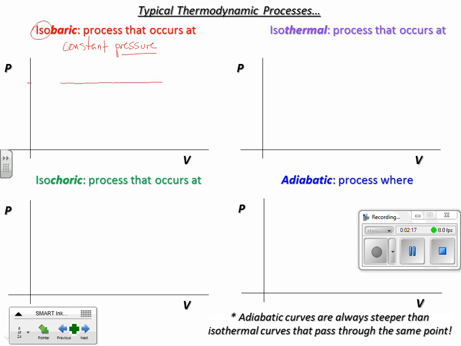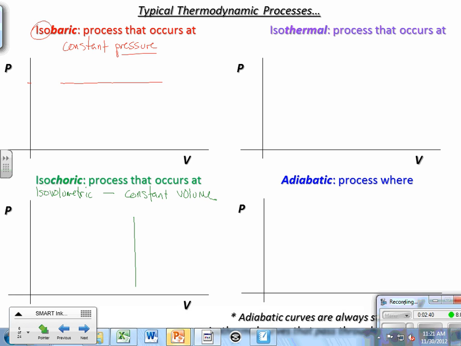All right, let's go down here. Isochoric, you'll also see this as the easier one, isovolumetric. That makes it easy. Constant volume, right? That will look something like this, whether it's up or down, whether pressure increases or decreases. As long as volume stays constant, that's what we call an isochoric or isovolumetric process. Okay, isothermal, a process that occurs at constant temperature.